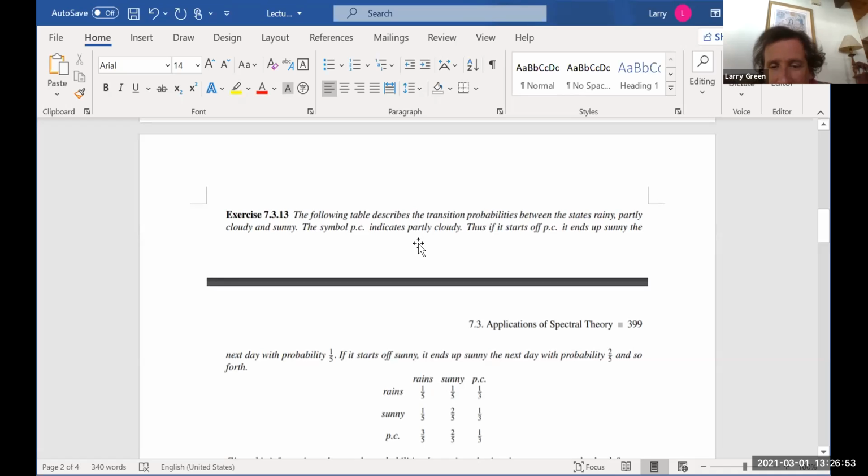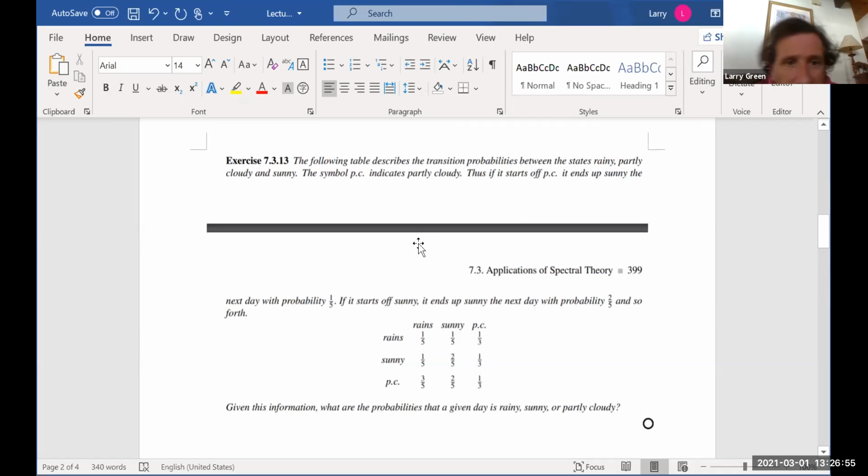Okay, so here's number 13. The following table describes the transition probabilities between the states rainy, partly cloudy, and sunny. The symbol PC indicates partly cloudy. Thus, if it starts off PC, it ends up sunny the next day with probability of 1/5. If it starts off sunny, it ends up sunny the next day with probability of 2/5, and so forth. First, you understand what this matrix is representing based on the question.